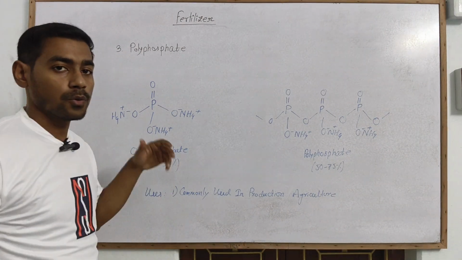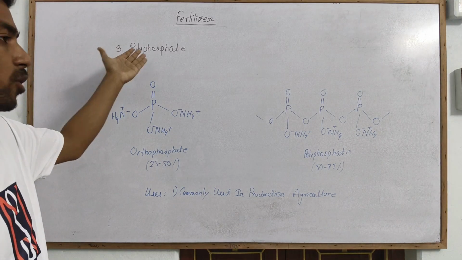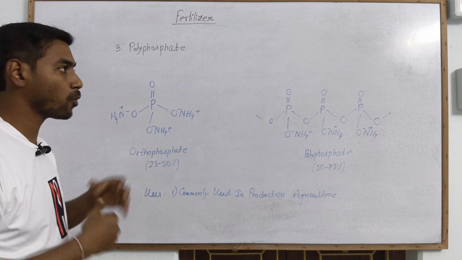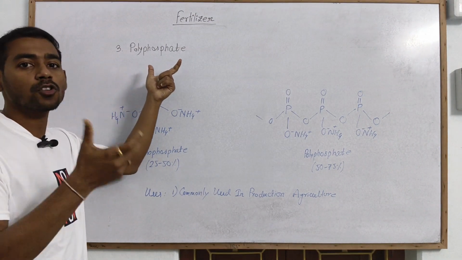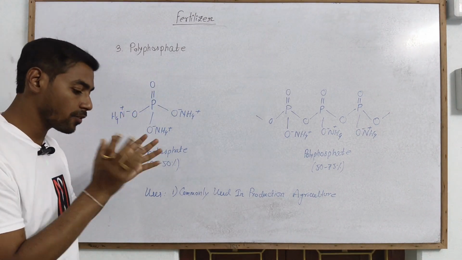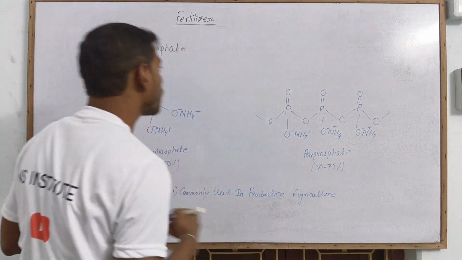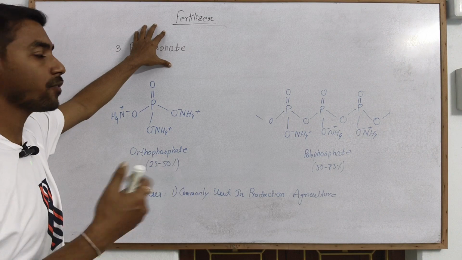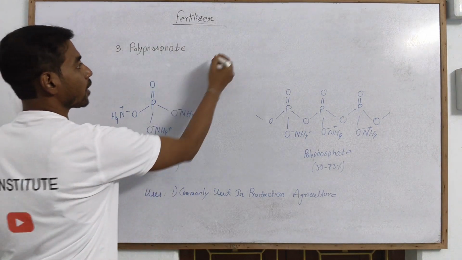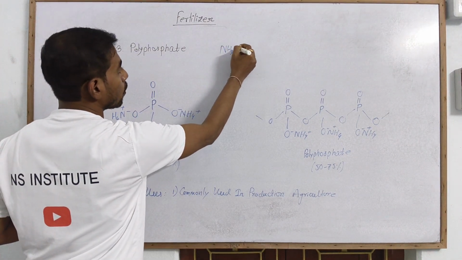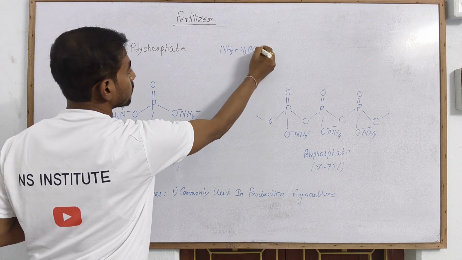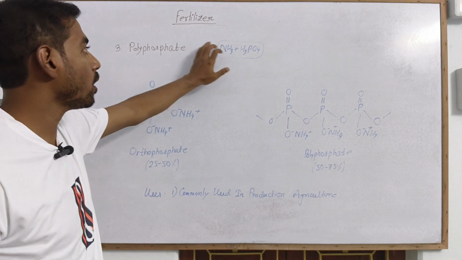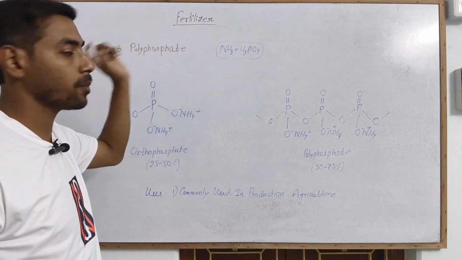Okay, so this is our third fertilizer, that is polyphosphate. And as the name suggests, what is polyphosphate? Polyphosphate means that there are several phosphate groups linked, right? So there should be several phosphate group links. And how can it be prepared? So polyphosphate is basically a liquid phosphate fertilizer which can be prepared by reacting ammonia with phosphoric acid, or you can say orthophosphoric acid. Okay, so by reacting ammonia with phosphoric acid, this polyphosphate can be prepared.